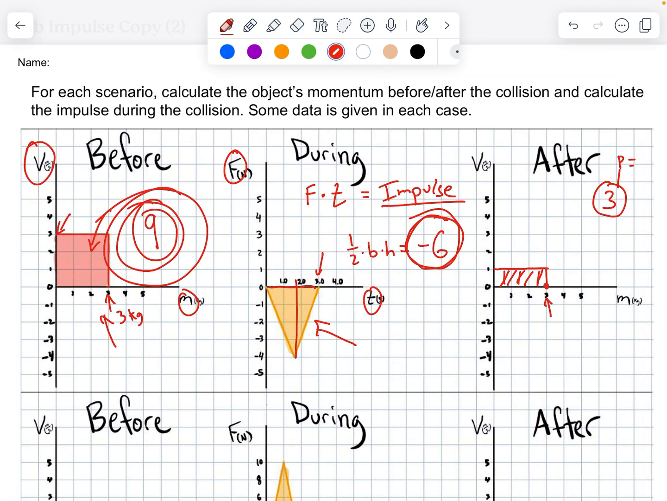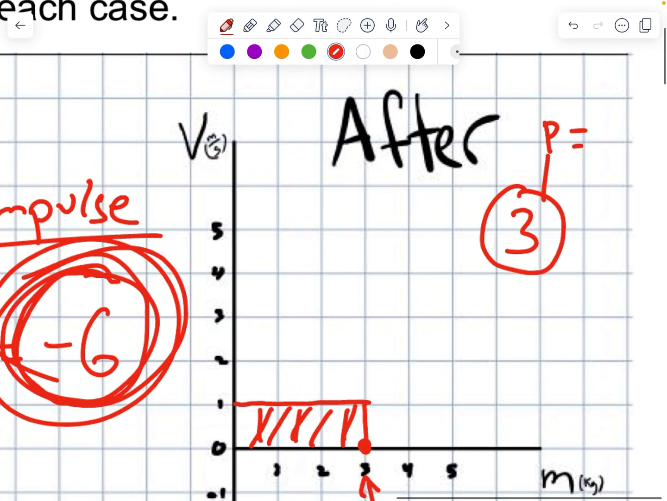Momentum before, the impulse changes the object's momentum, and then you're left over with some remaining momentum.